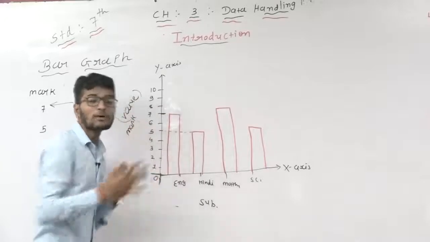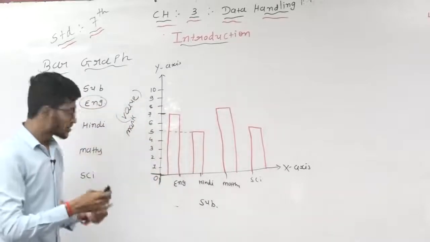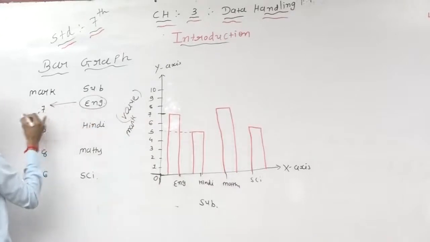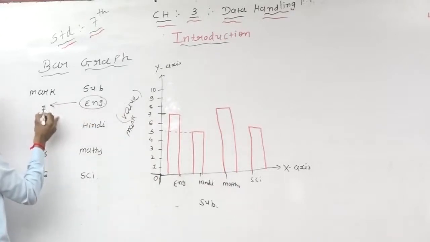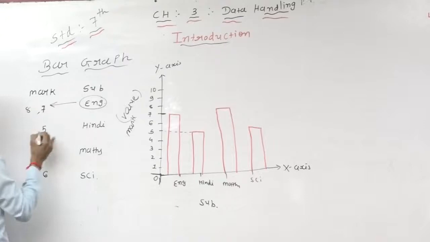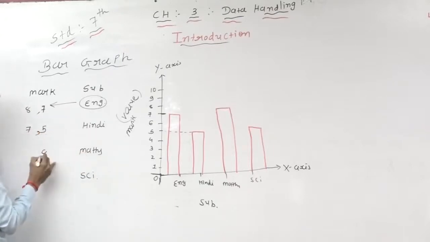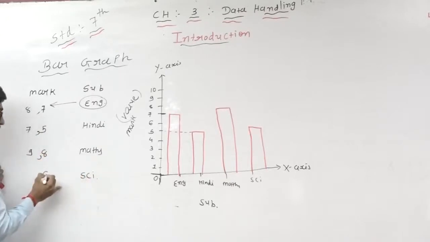Now the double bar graph. So what is the double bar graph? Suppose, dear students, here are 2 students. This one is our 1 student. If 2 students: English marks, 1 student has 7 marks, second student has 8 marks. Hindi, 1 student has 5 marks, second student has 7 marks. Maths, 1 student has 8 marks, second student has 9 marks. And science, 1 student has 6 marks, and the second student has 5 marks.